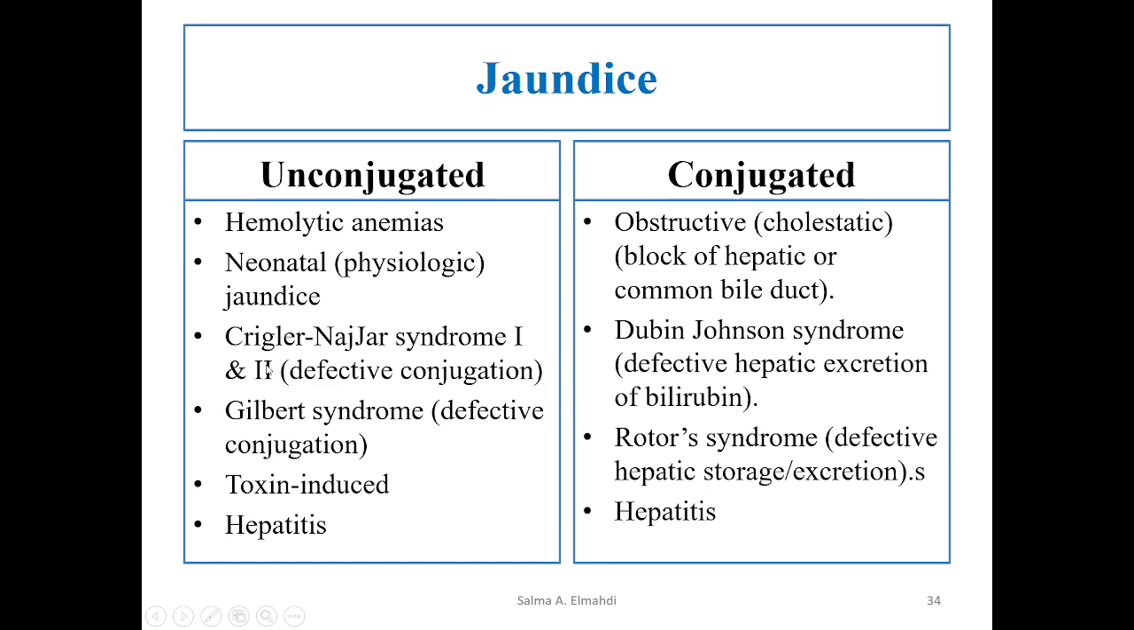Another disorder is Crigler-Najjar syndrome 1 and 2, which are due to defective conjugation. Gilbert syndrome is also a result of defective conjugation. And conjugation could also be toxin-induced or due to hepatitis. The liver is inflamed and it cannot perform its function or its role in conjugating bilirubin. All of these conditions result in the increase of unconjugated bilirubin or unconjugated hyperbilirubinemia.